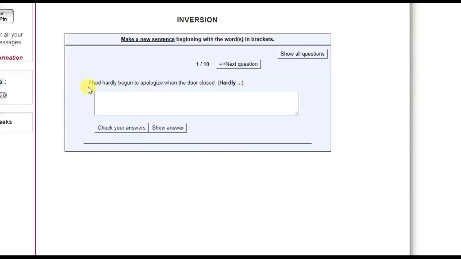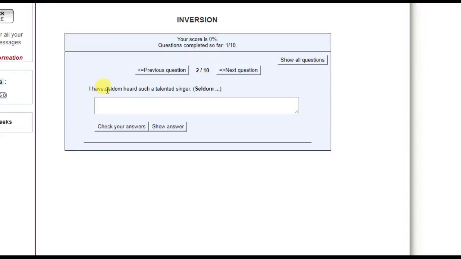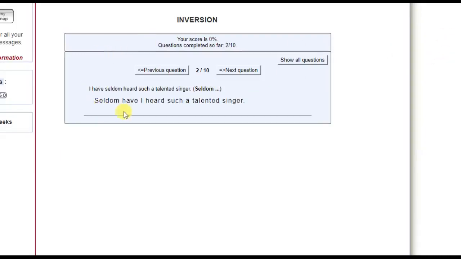So, in this example, it's a normal sentence without inversion. We should change this sentence. So, let's see. I had hardly begun to apologize when the door closed. The inversion form of this sentence is, hardly had I begun to apologize when the door closed. Okay. I have seldom heard such a talented singer. What is the inversion of this sentence? It's a hint for you. Seldom have I heard such a talented singer.